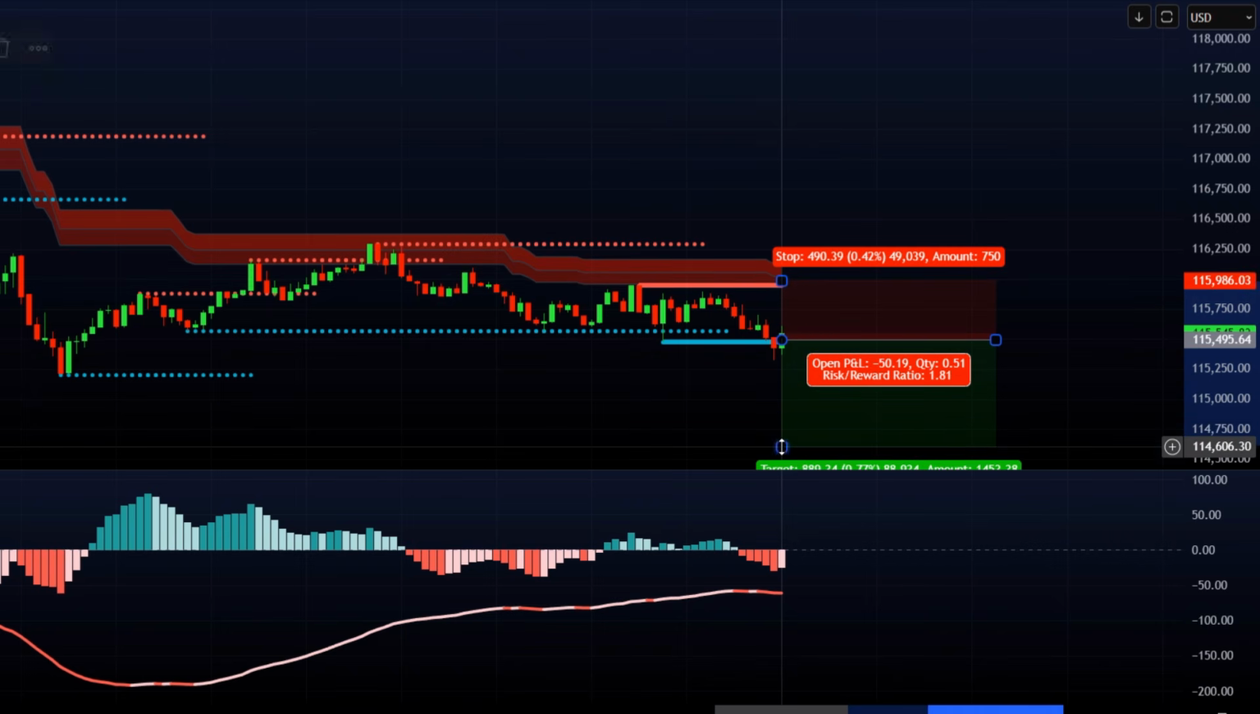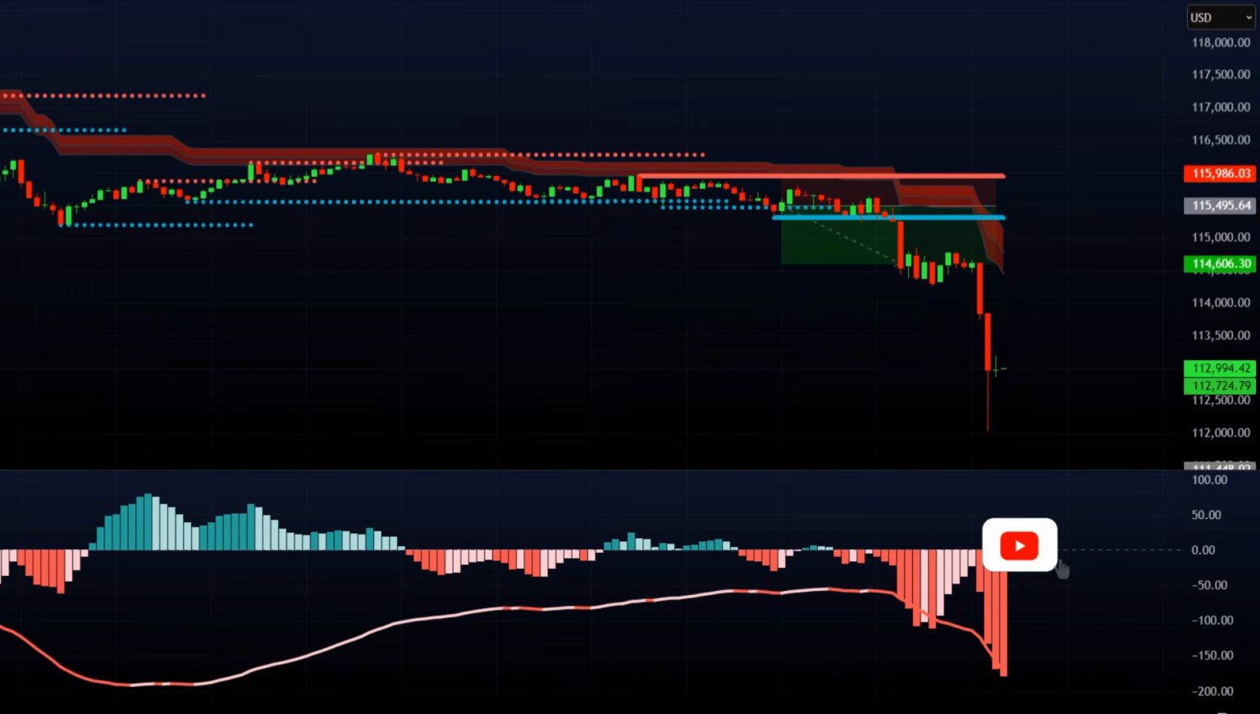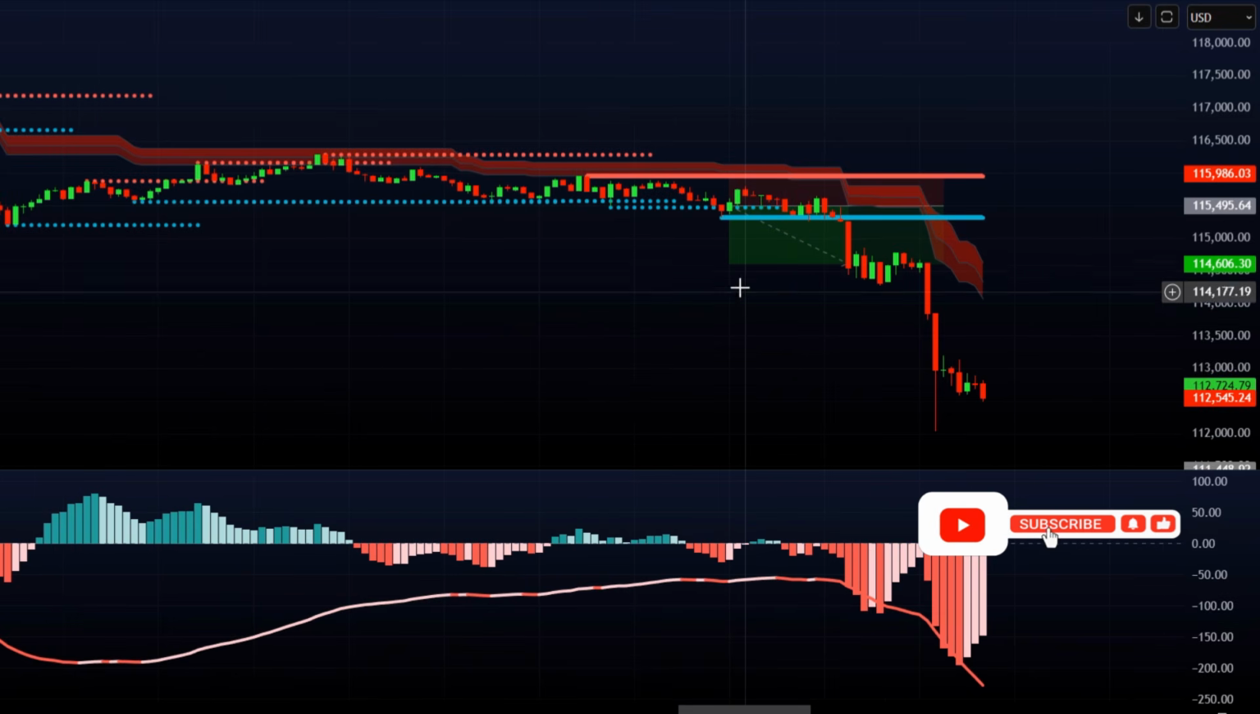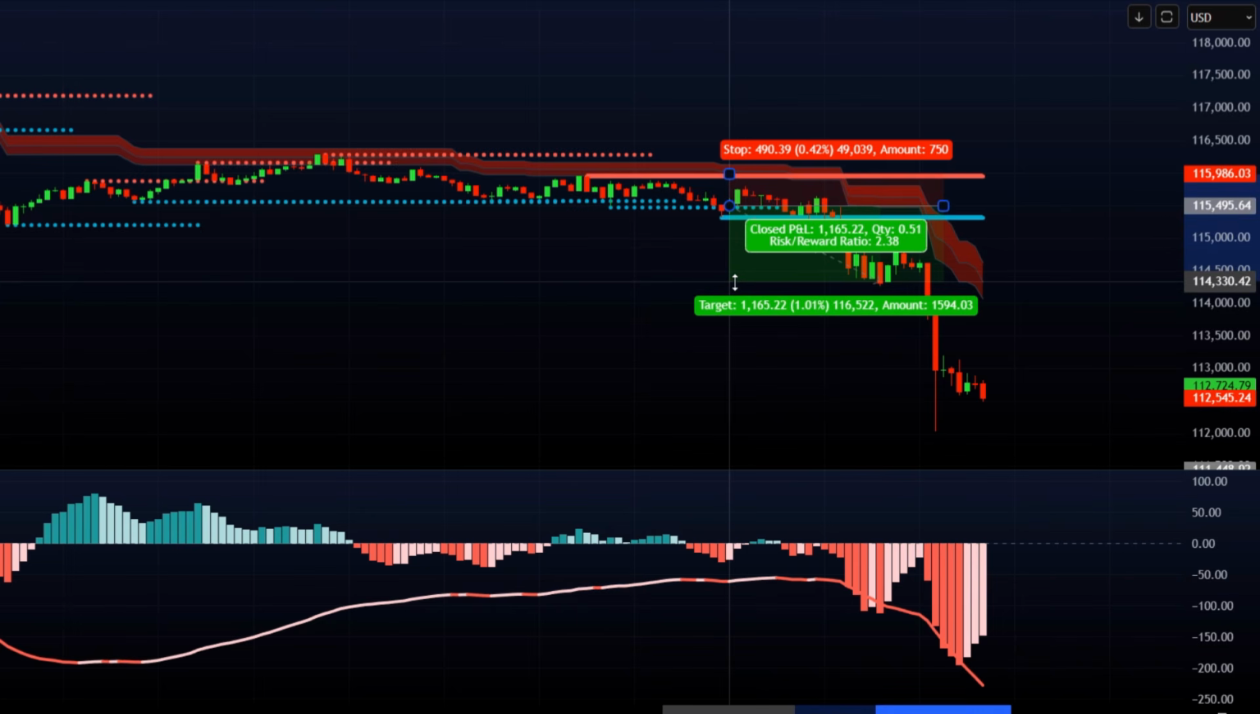Set your stop loss. Place your stop loss just above the most recent red resistance line. This manages your risk. Rule 4. Set your take profit. Aim for a 2-to-1 risk-to-reward ratio. If your risk is $1, your target is $2.